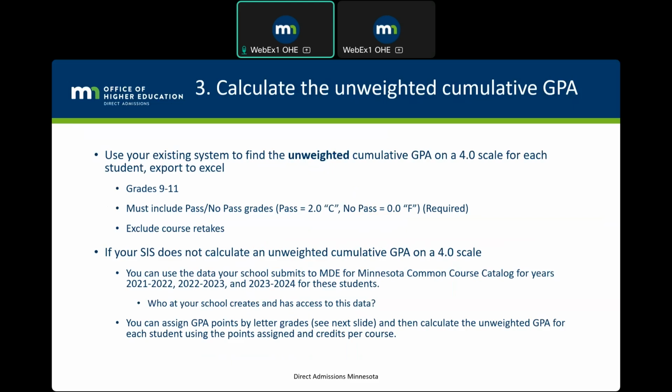Finally, and this has happened on very rare occasions, only 2 occasions in the entire time we've been running the program, if you are completely unable to calculate an unweighted cumulative GPA in your SIS system, we do have a method for pulling that data from the Minnesota Common Course catalog. If this is the case, you need to find out who at your school creates and accesses this data and have that person reach out to us as soon as possible. All right, next slide, please.